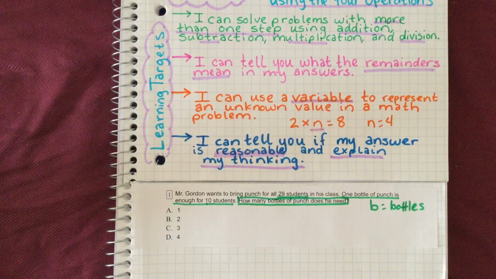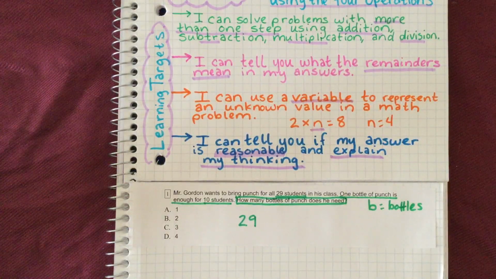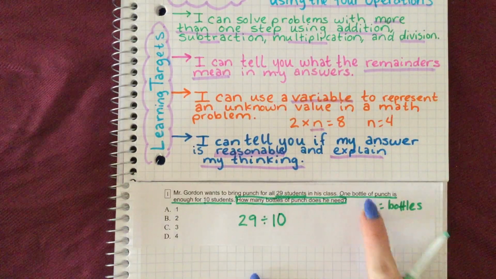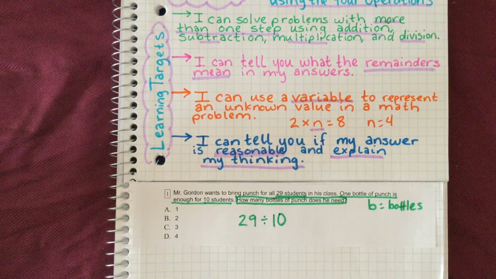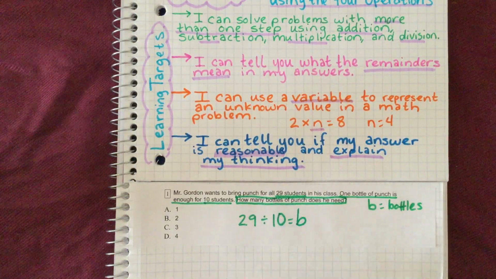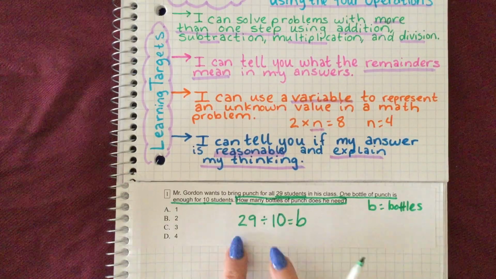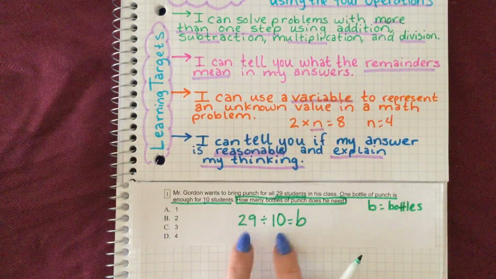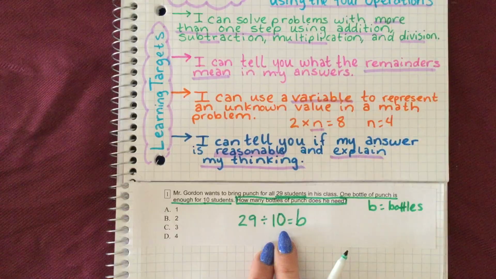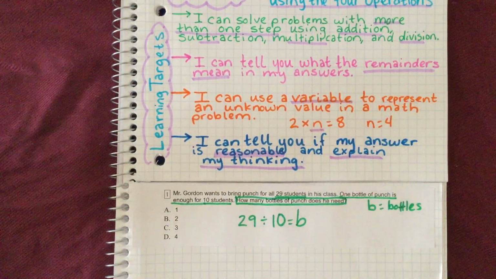All right, so if we take 29 students and we divide them by the 10 students that 1 bottle of punch can serve, that'll give us how many bottles of punch Mr. Gordon wants to buy. But I bet you're looking at these and thinking, well, wait a second. 29 divided by 10, that's not going to divide evenly. There's going to be a remainder in this problem.